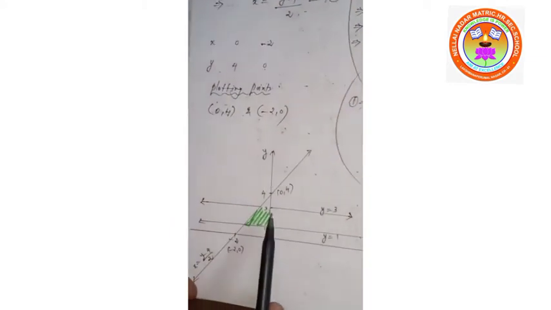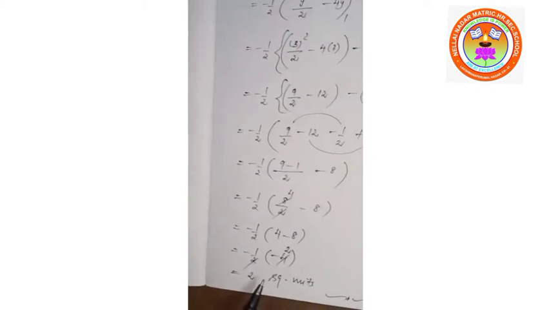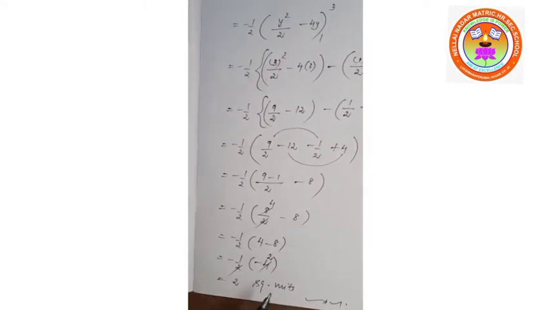So the shaded region is the required region, required area. What is the area? 2 square units. Problem number 2 is over. I will be teaching problem number 3 in the next video.